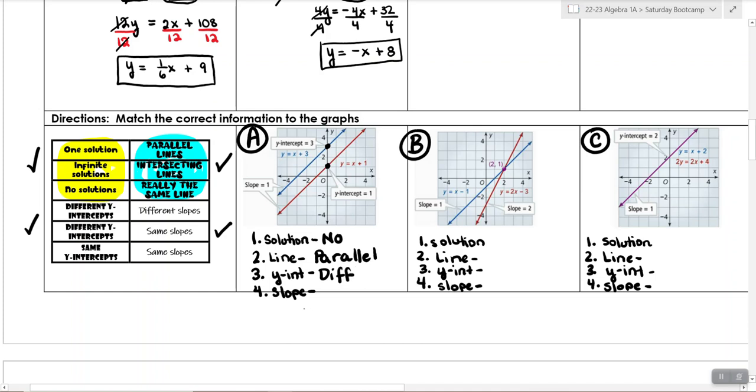And what about the slope? They cannot be different slopes because they're parallel lines. So they have to be the same slope. That's what makes lines not touch one another, because they have the same slope. Okay? So they'll never overlap.